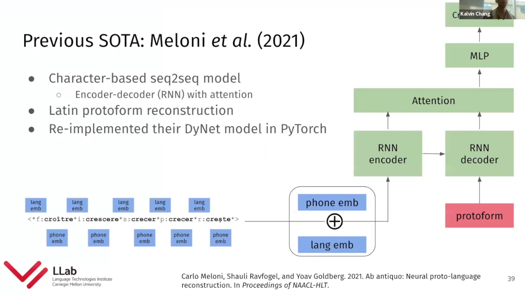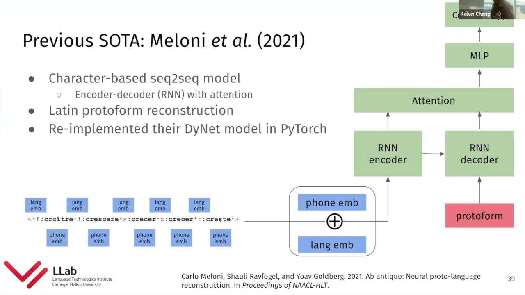So first, we need to talk about computational protoform reconstruction methods in the literature. The previous state of the art before our paper was Maloney et al. 2021, which built a character-based sequence-to-sequence model using an encoder-decoder-based RNN with attention. Well, actually, it was a GRU, but it's within the RNN family of architectures. Now, they performed Latin protoform reconstruction using 5 daughter languages from the Romance language family. We simply re-implemented their model in PyTorch.